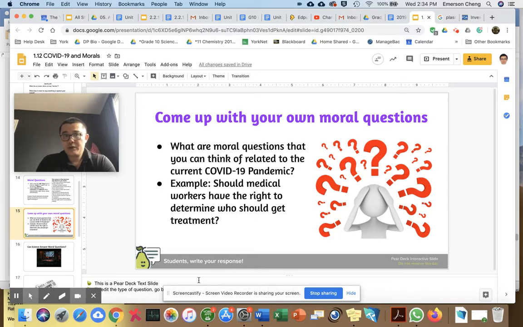This is actually a very real situation right now and has been in Italy. If you haven't heard about it, they actually have to choose. They are now so short in supply of equipment that for the last number of weeks, they actually have to choose who to save and who not to save, and what criteria they have to use to make that decision. So pause the video, and think about what are some moral questions that you think can be related to the current pandemic. Okay.